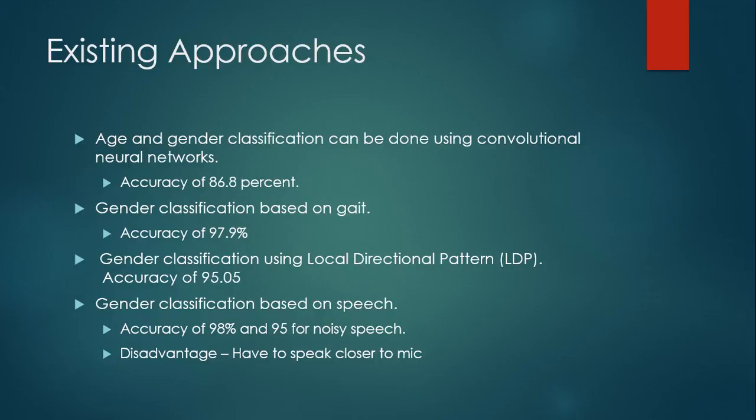Then there's gender classification based on gait, which is how a person behaves, how a person walks. The accuracy they attained is 97.9%, which is very good. The next one is gender classification using LDP, which is local directional pattern. The accuracy they achieved is 95.05%. The last one is gender classification based on speech, and the accuracy is 98%, and 95% for noisy speech. The disadvantage of speech-based classification is that you have to speak very close to the mic.